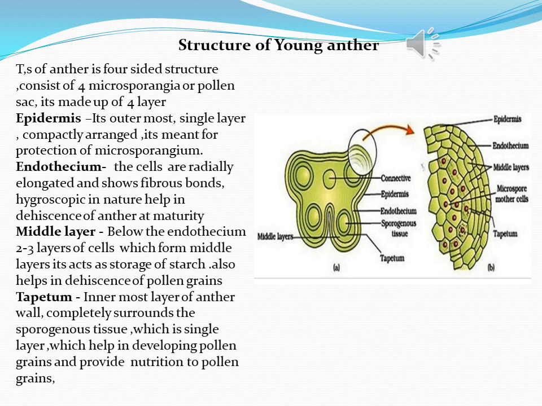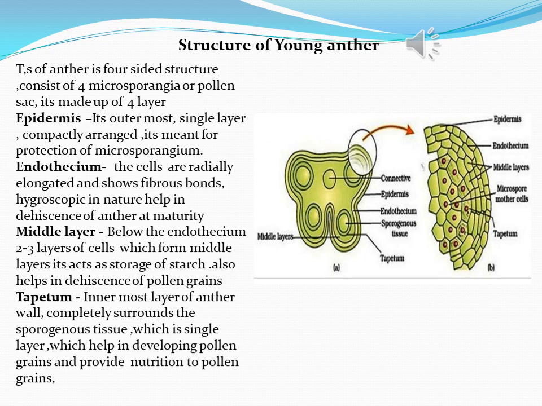Here it acts as a storage of starch. So the middle layer cells help in the storage of starch, and also help in the dehiscence of pollen grains. Dehiscence means the pollen grains come out of the pollen chamber. That process we call dehiscence, right? So mainly the middle layer helps in the storage of starch, and it also helps in dehiscence of pollen grains.